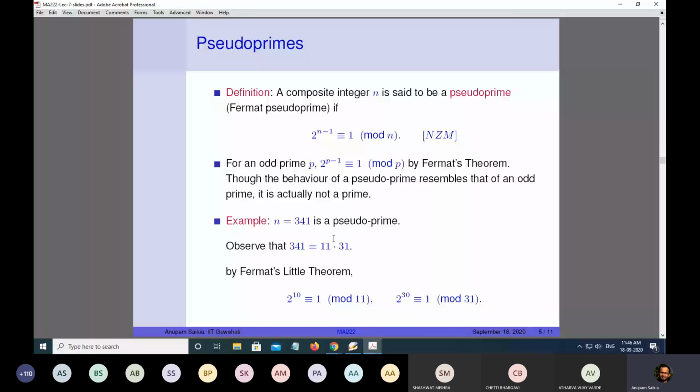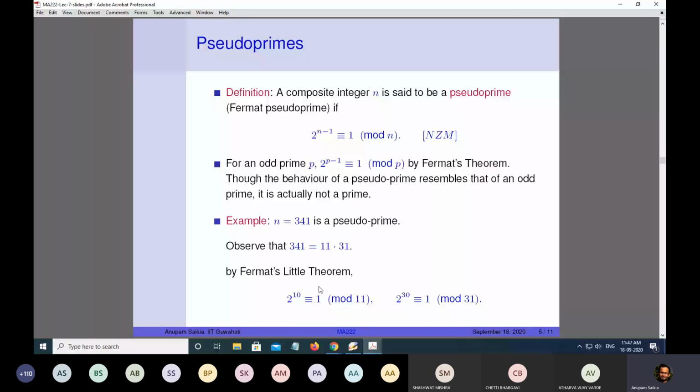So 11 and 31. So we are interested in 2 to the power 340 minus 1. But 340 you can view as 10 times 34. When it comes to the prime 11, 340 can be viewed as 2 to the power 10 to the power 34. And what is the advantage? By Fermat's little theorem, 2 to the power 10 is 1 mod 11. So 2 to the power 340 will be certainly 1 to the power 34 mod 11, and that is 1.